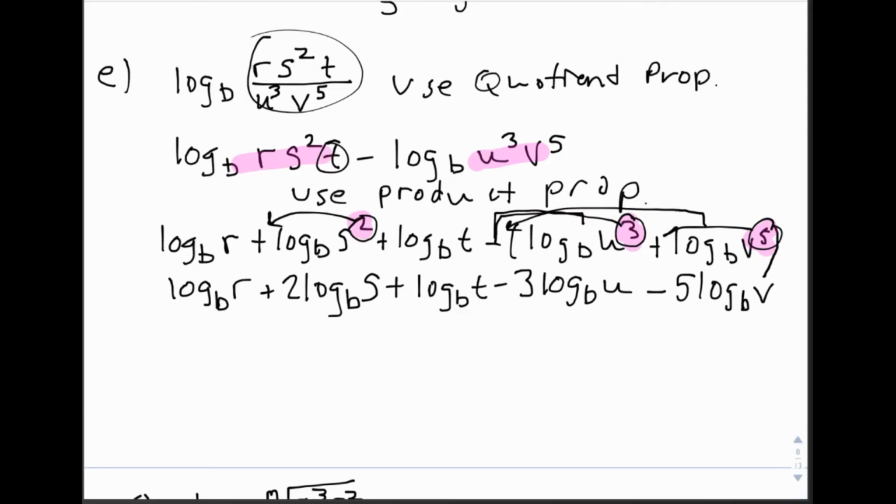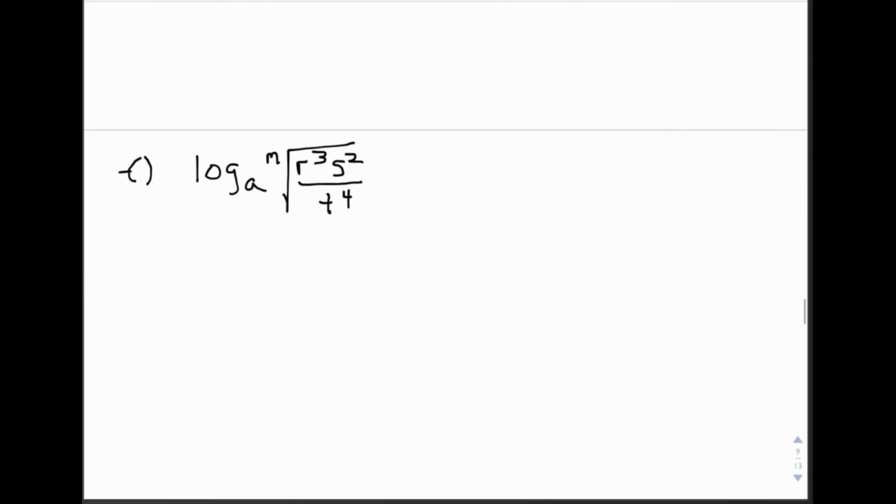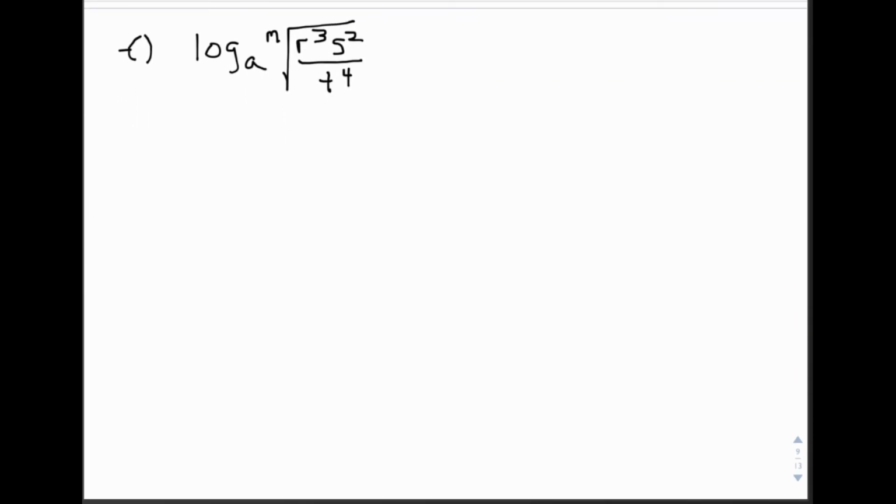So let's go ahead and look at our next one, which is f. So log base a, and then we have the mth root of r to the third, s squared divided by t to the fourth. So the first thing we want to go ahead and do is try to rewrite this dealing with that mth root. So rewrite.